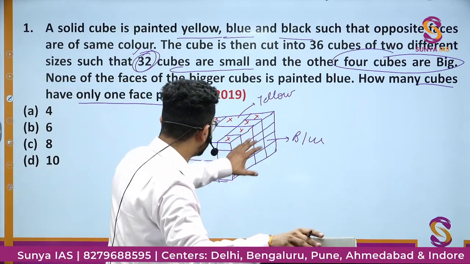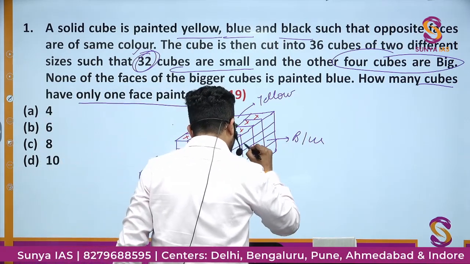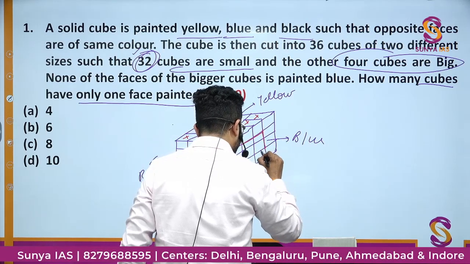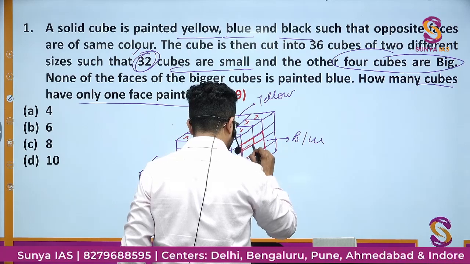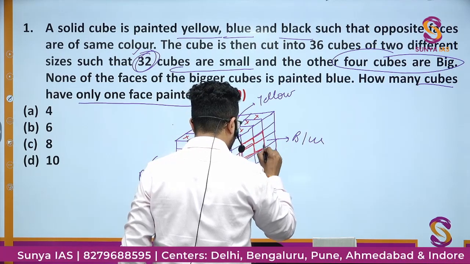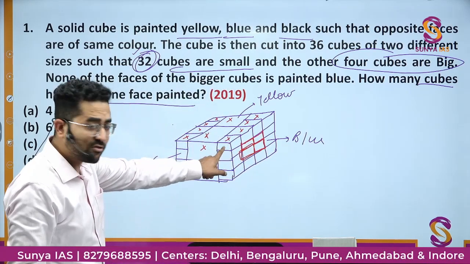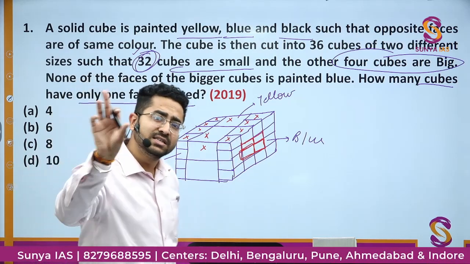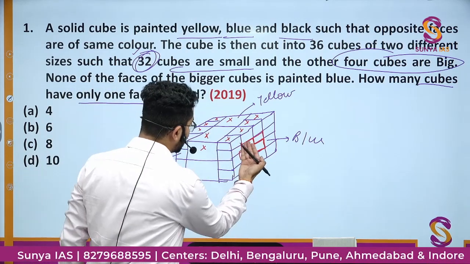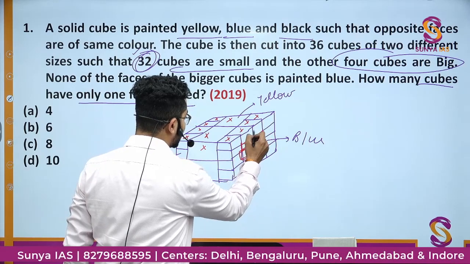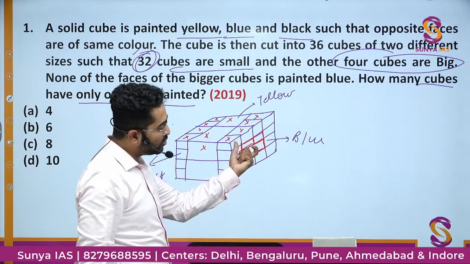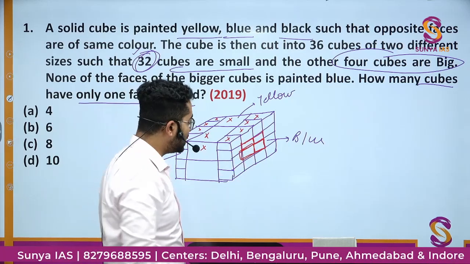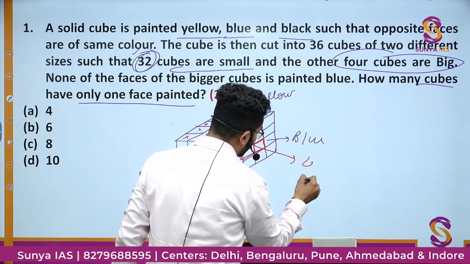Now if you see this side face, you can see these 4 cubes are there. This is 1, this is 2, this is 3, and this is 4. These 4 cubes have only one face painted. One face is painted on which? On the surface. So these are surface. This will be corner, this will be side. This corner, this side, this side, this side. So only 4 cubes are there which are on the surface. So these are the 4 cubes.